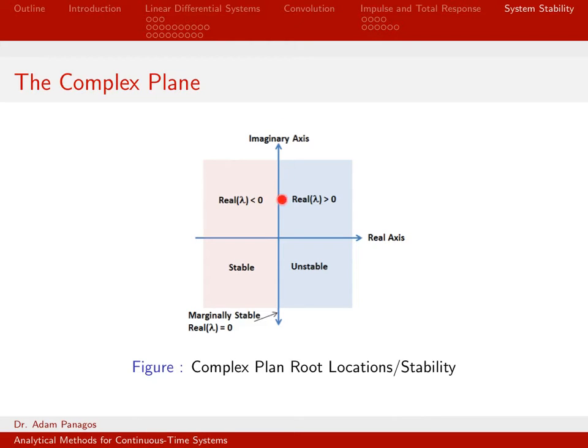If I have any single-order roots on the imaginary axis, that means that their real component is 0. Then I'm a marginally stable system. If I have any repeated roots on the imaginary axis, then I am an unstable system.